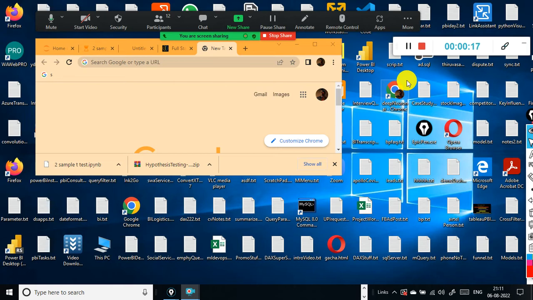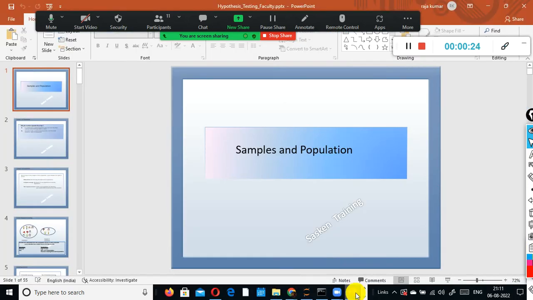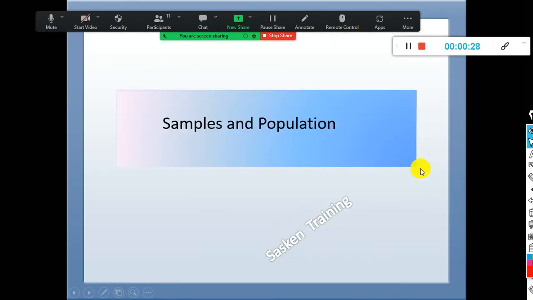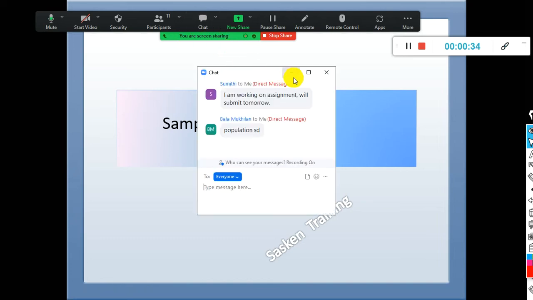So when will you conduct the Z test, hypothesis Z test? When will you conduct the T test? How many of you remember this? When will I have to conduct a T test? Just type it in the chat window if you feel shy or if you cannot talk. Population standard deviation. Okay. So if you know the population standard deviation, what will you do?